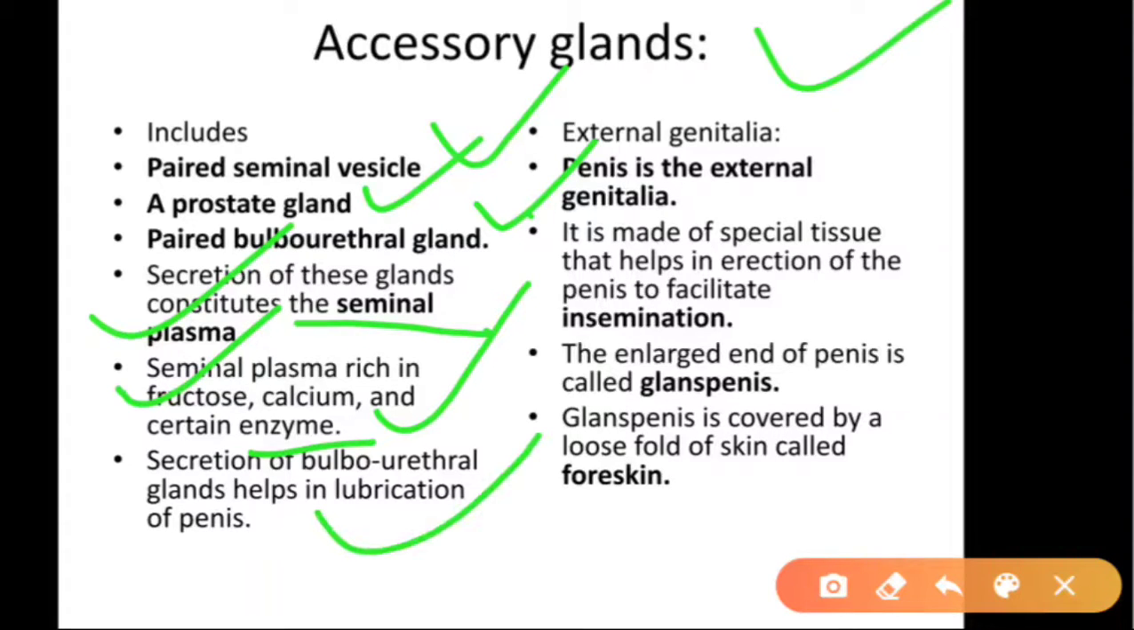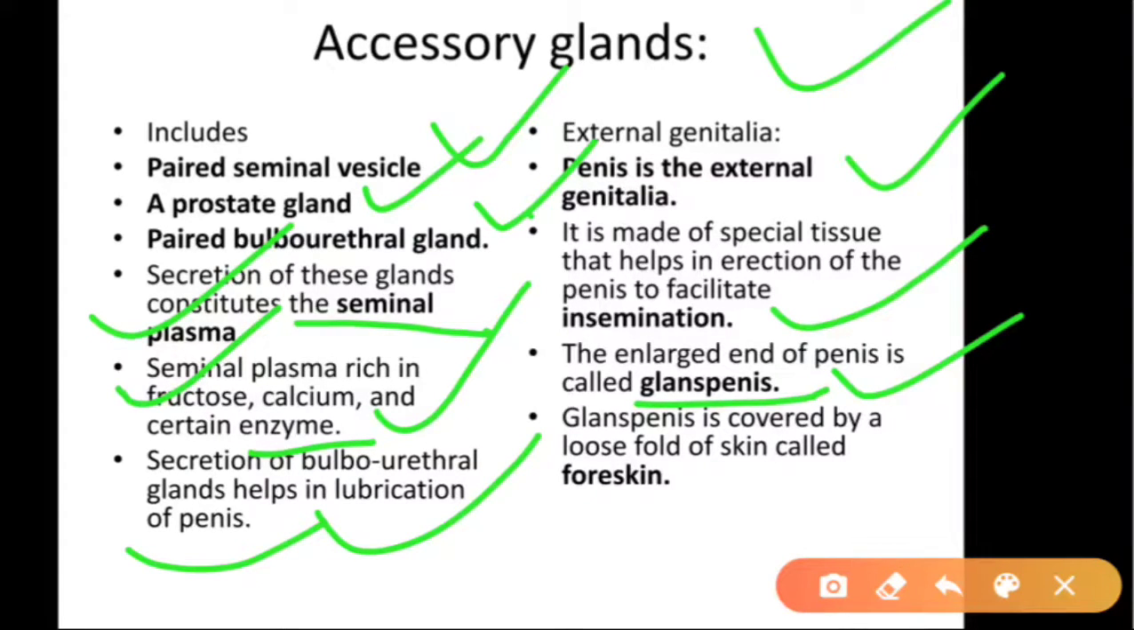Secretion of the bulbourethral glands also provides lubrication of the accessory genital organ of the male, that is the penis. Penis is the external genitalia. It is made up of specialized tissue which helps in the erection of the penis to facilitate insemination. The enlarged end of the penis is called the glans penis. Glans penis is covered by a kind of skin which is called foreskin.